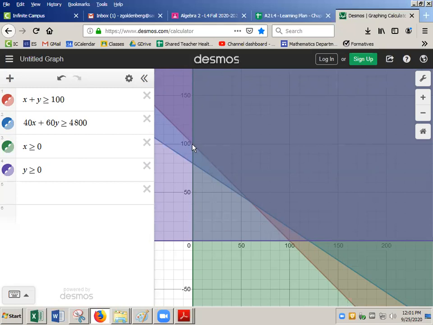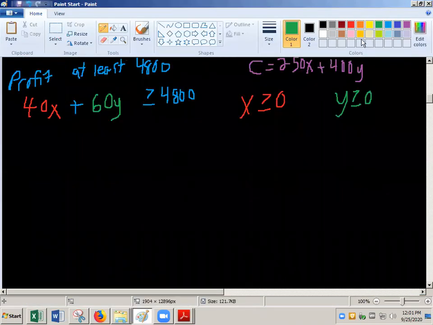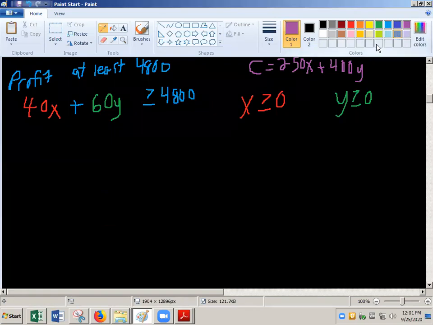So now I start defining my significant points. This is one of my significant points right here, this 0, 100. So I'm going to call this point A. So the 0, 100 is what I'm going to call point A. Let's do it in, we just use this fancy purple color? We did. Let's use brown. So my point A is going to be 0, 100.